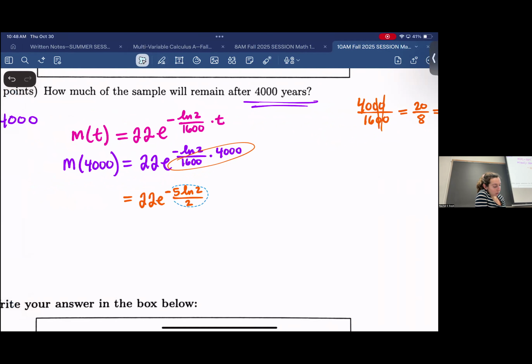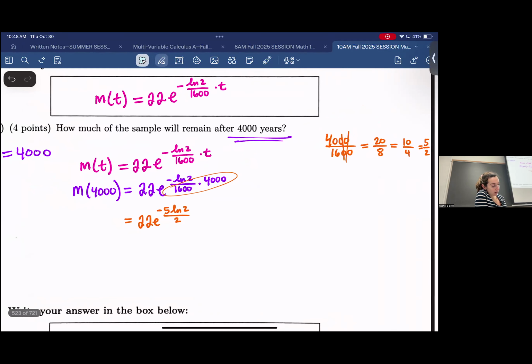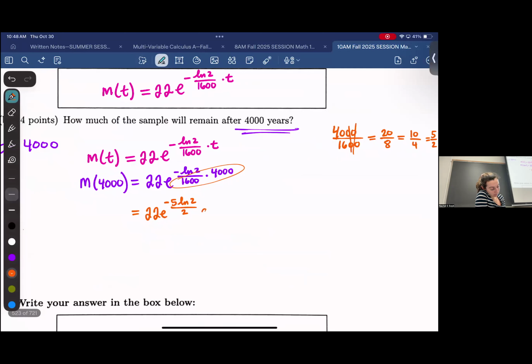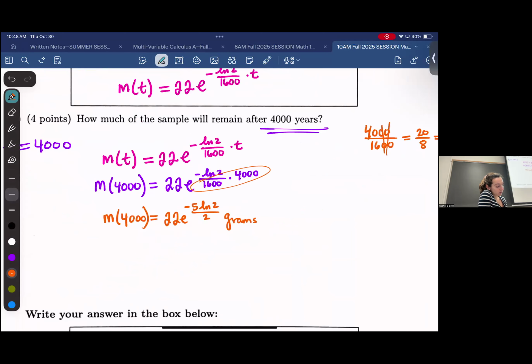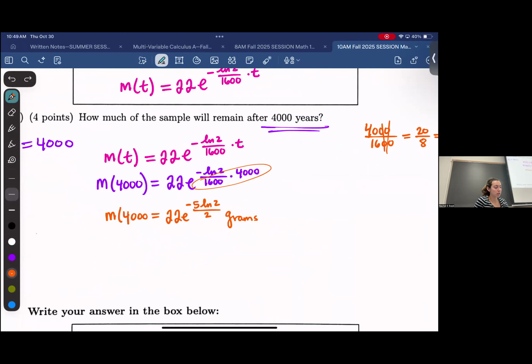And then what are our units? Grams, right? We want to figure out how many grams of, what was it, radium? Yeah, are left after 4,000 years. And that's it.